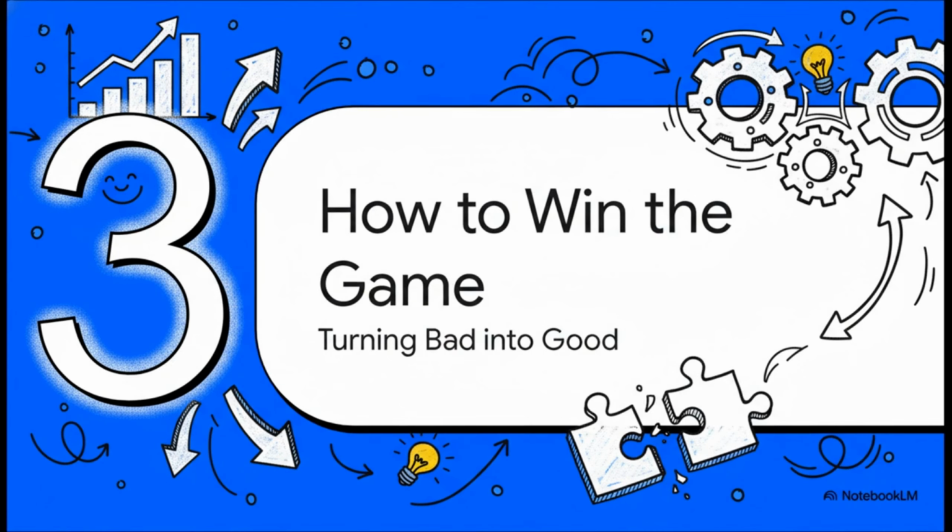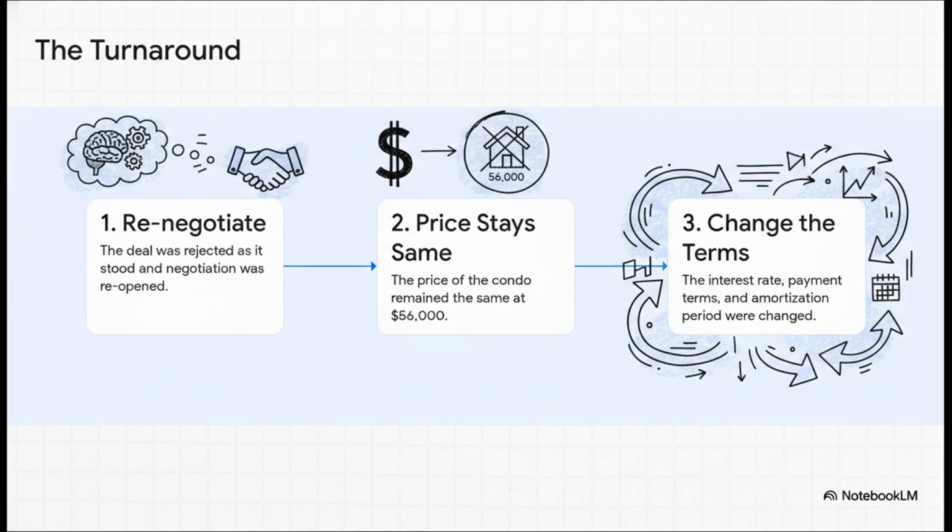So, the lesson here wasn't just to walk away from a bad deal. Not at all. The real lesson, the pro-level move, was about how to take a bad deal and, using your financial intelligence, turn it into a good one. It's about creating value, not just trying to find it. So here's exactly how the turnaround happened.